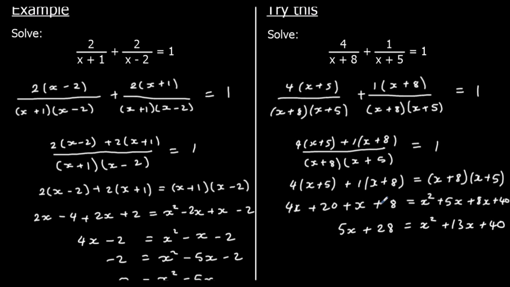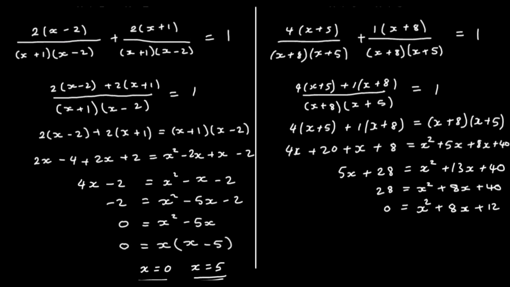So again, I'm solving a quadratic. I'm going to make it equal to 0. So take 5x away from both sides. So 28 is equal to x squared plus 8x plus 40. And then take 28 away from both sides. So I've got x squared plus 8x plus 12 is equal to 0.